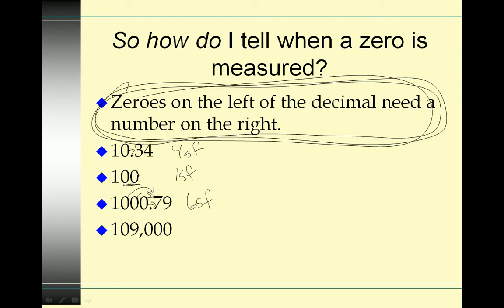109, 123. Again, the decimal point is right here in my mind's eye. Zero on the left needs a number on the right, didn't have it. Zero on the left needs a non-zero on the right, doesn't have it. Zero on the left has a number on the right, no. So none of these are significant. But over here, this is zero on the left, it needs a number on its right. The number 9 is on the right of that. So this one has 3 sig figs.